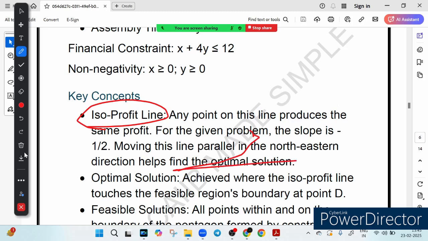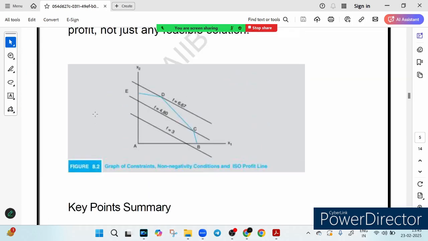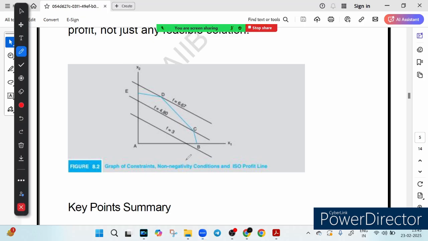So let me show you the graph. So these are the ISO profit lines, right? Let me show you the graph. The blue region indicates our feasible area, and the slanted black lines are our ISO profit lines. And we can see that the best point in this case is point D, right? Point D.